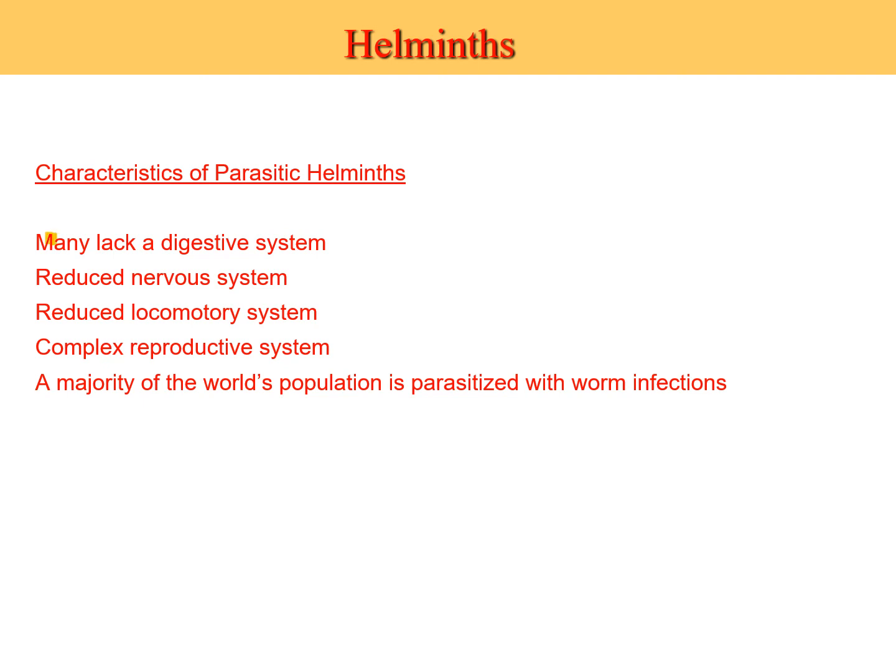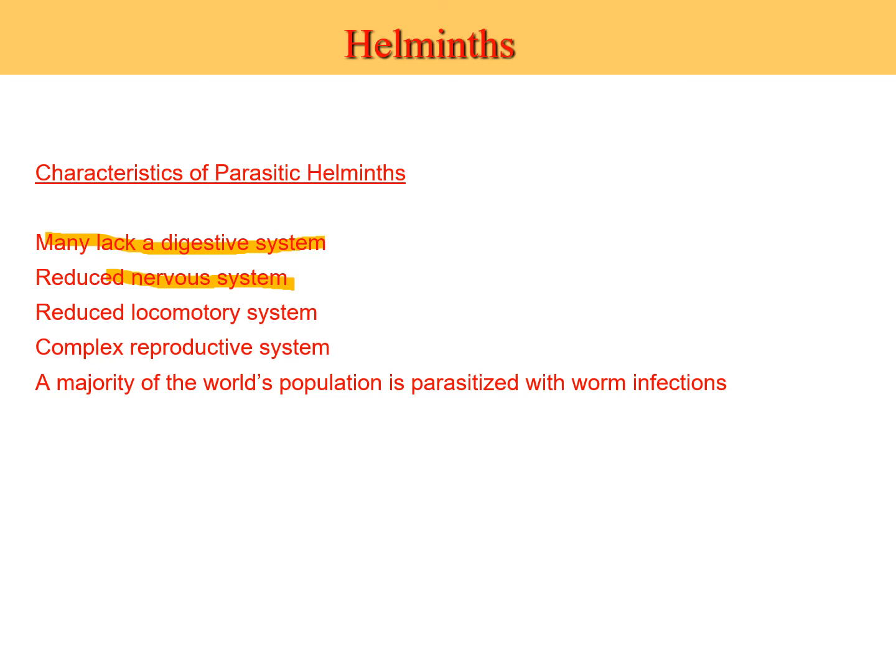Many lack a digestive system. After all, if they're living in the gastrointestinal tract, they don't need for the food to be digested. The host animal, or human, digests the food for them, and they can just absorb it through their surface structures. They have a reduced nervous system because they are very well protected and don't need it.